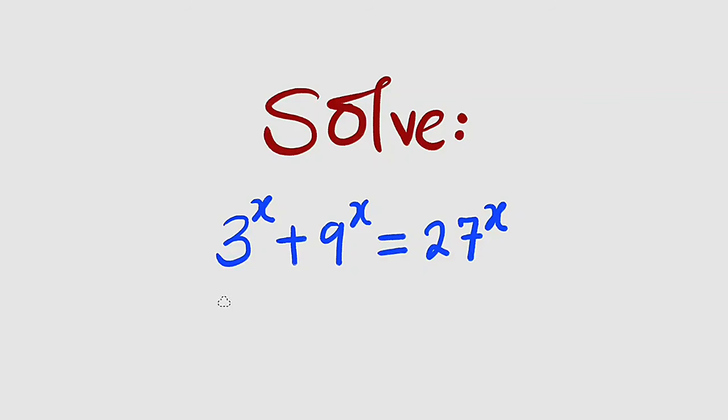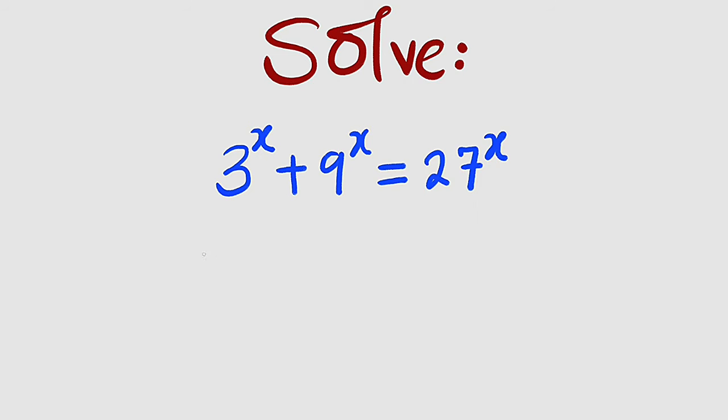We're asked to solve the equation 3 to the power of x plus 9 to the power of x equal to 27 to the power of x. What is the first step? We're going to transform all these bases to the same base, right? Because I observe both 9 and 27 can be transformed to the base of 3.